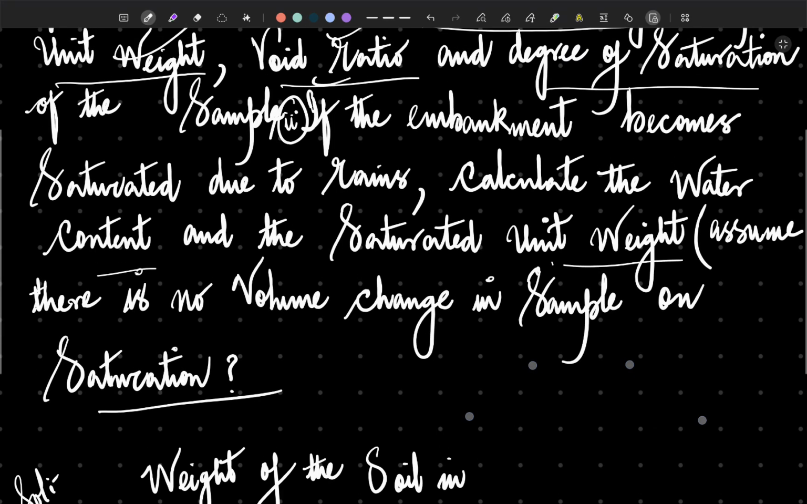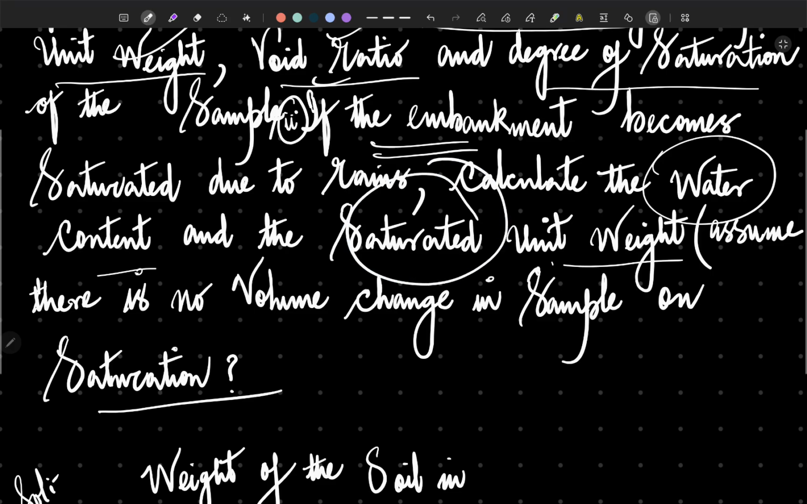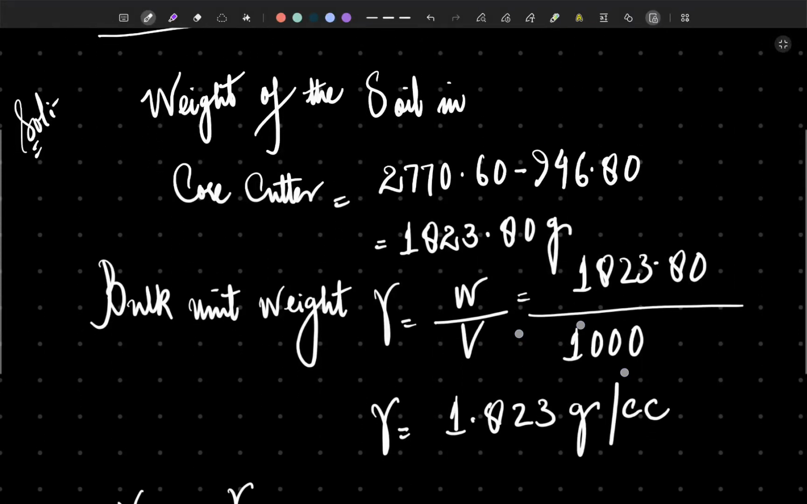Now comes the second part. If the embankment becomes saturated due to rains, we have to calculate the water content and the saturated unit weight. We have to assume there is no volume change of this embankment or of the soil sample taken with the help of a core cutter, after rains or on saturation. All right, so let's solve this part.